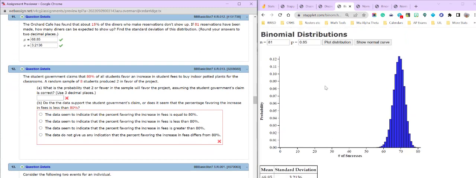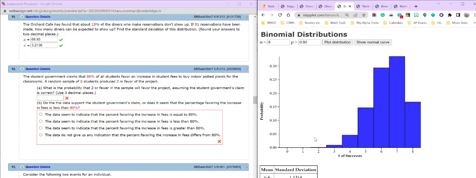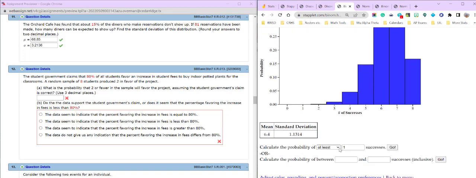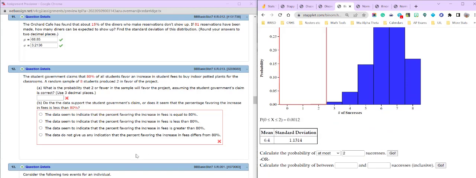Student government claims 80% of students favor an increase in student fees. And we do a sample of 8. So these are people in favor. What is the probability 2 or fewer will favor? So that means at most 2, or you could go 0 to 2 down here, right? And that's pretty tiny, 0.0012.